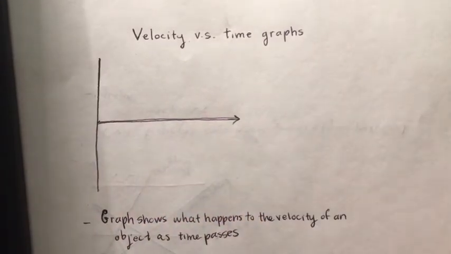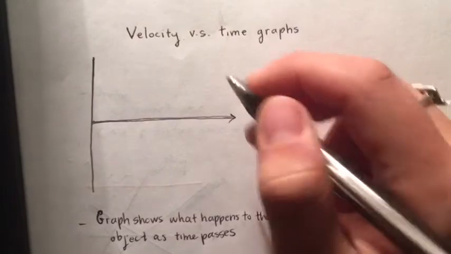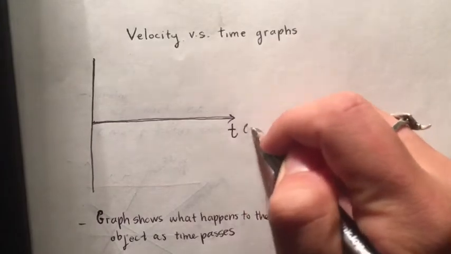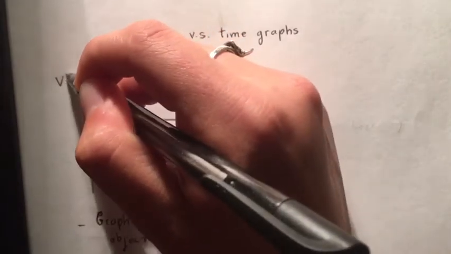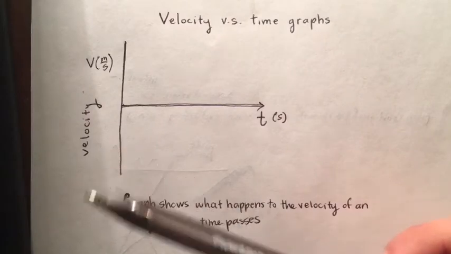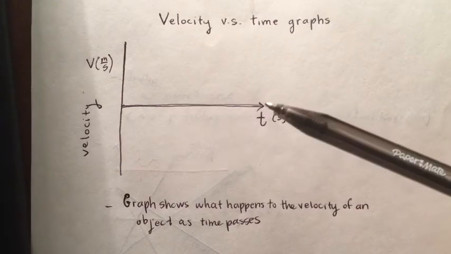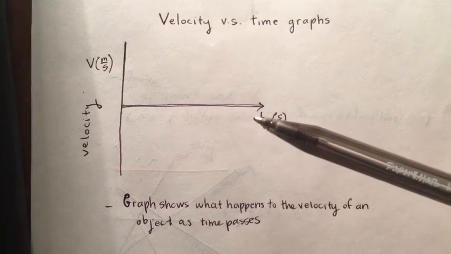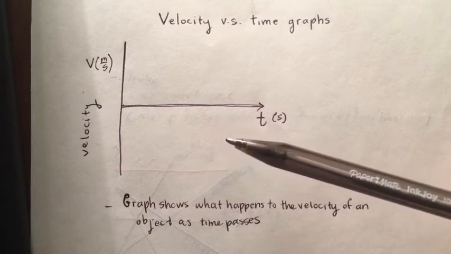Okay, so this is a velocity versus time graph. So similar to a position versus time graph, on the horizontal axis we're going to have time, or t for time. Time is measured in seconds. And on the vertical axis we are going to have velocity, which is measured in meters per second. Just a reminder, velocity is a vector, which means it has both magnitude and direction. So the graph is going to reflect that. The graph is going to show what happens to the speed of an object as time passes, and the graph is also going to show what happens to the direction of that speed as time is passing.